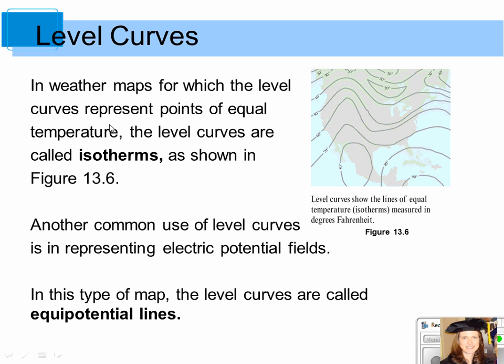Okay, in this case, we're looking at a weather map again. The level curves represent points of equal temperature. The level curves are called isotherms. Again, another weather map here. You see about 70 degrees on this line, 80 degrees around here. These are connecting the equal temperatures called isotherms. Another common use in level curves is representing electric potential fields. In this type of map, the level curves are equipotential lines.